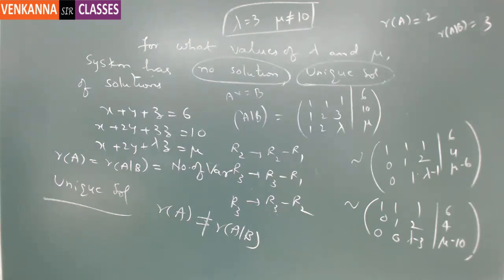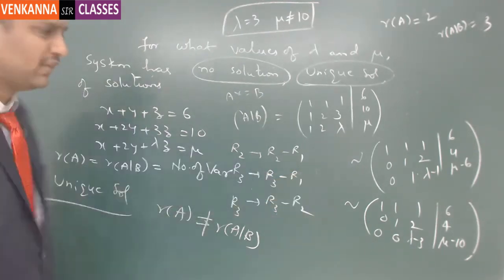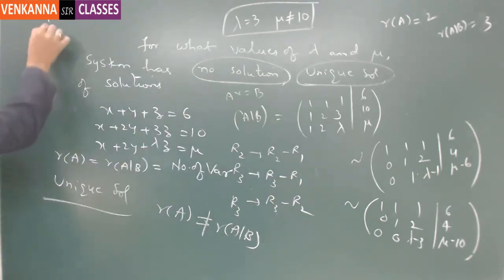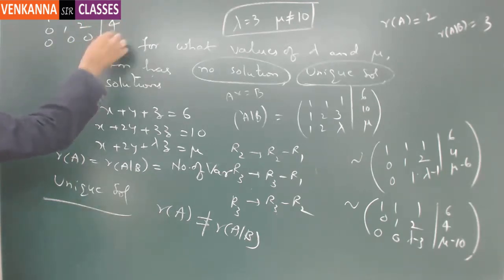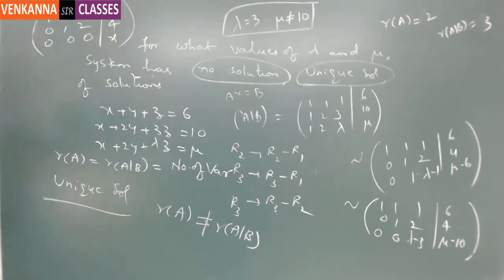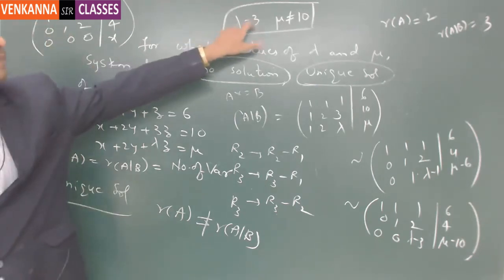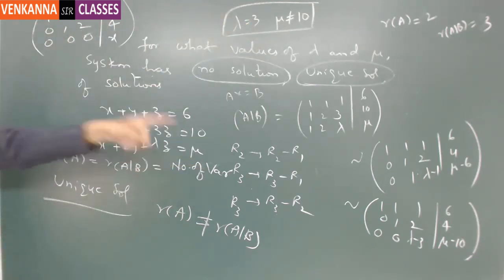Is that clear or not? Because if you have a doubt, if you substitute the values, it will come like this: 1, 1, 1, 0, 1, 2, 0, 0, 0, oblique 6, 4, you will get some number here. So rank of A is equal to 2, rank of A by B is equal to 3. If you take this type of pattern here, that system will be reduced into this form. Agreed? Any doubts to anyone?